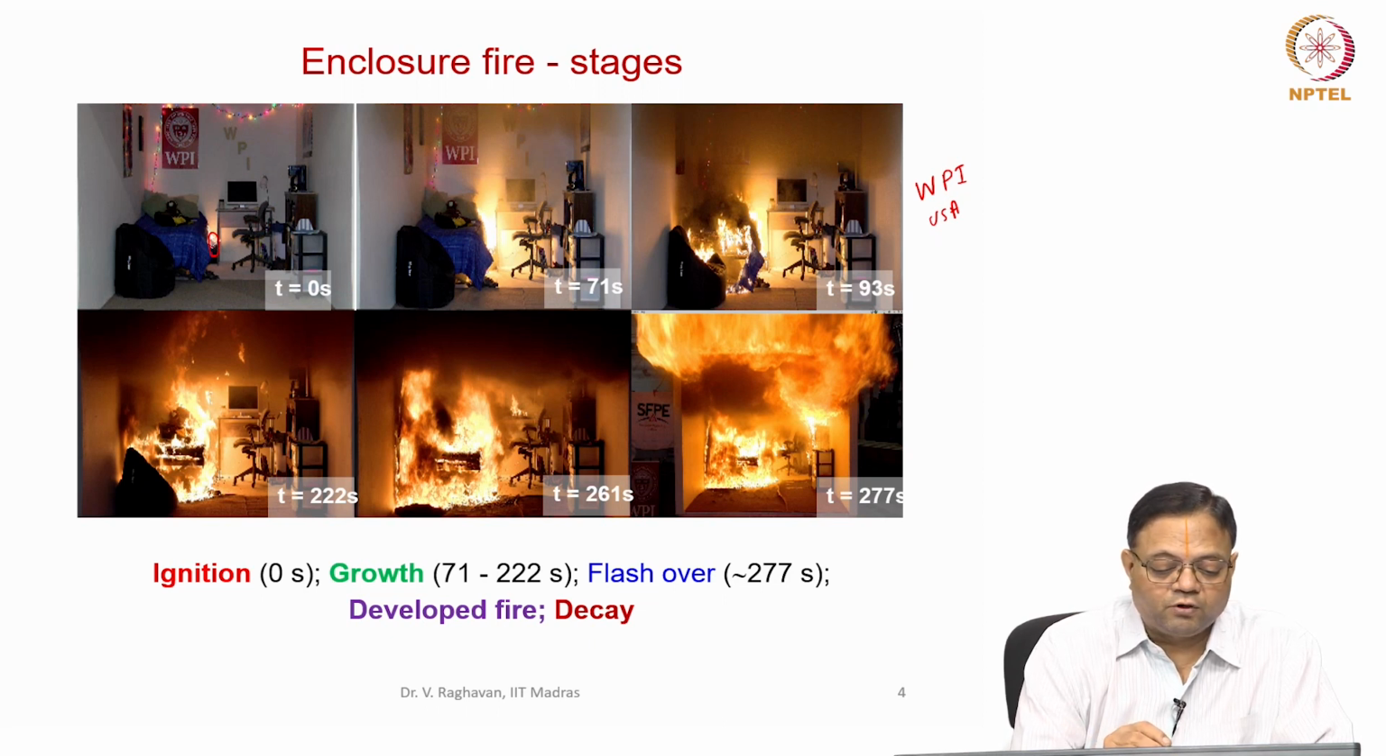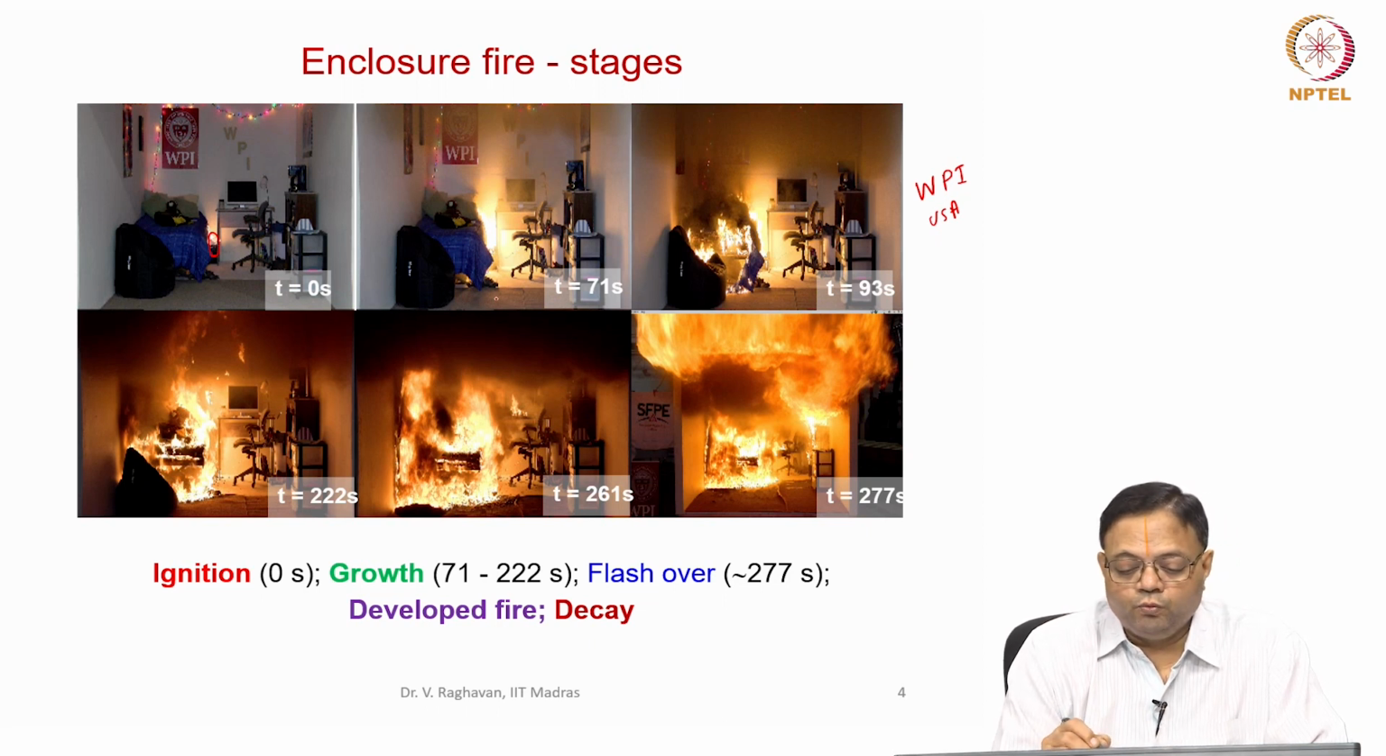The ignition is counted, the time t equal to 0 is counted, only when a flame is established over this dust bin, and now after about 71 seconds you can see the flame is growing. However, other commodities are not ignited very much.